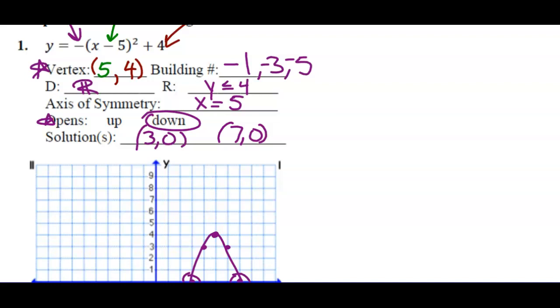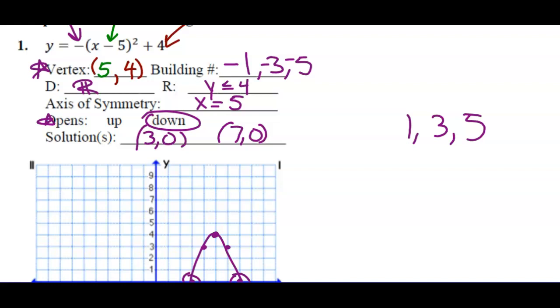My building numbers are always, it's just a definition, anytime we graph a parabola using vertex form, my building numbers are always 1, 3, and 5 as far as up and down. My over is always only 1. It's negative if there is a negative out here. It's positive if there's no negative out there.